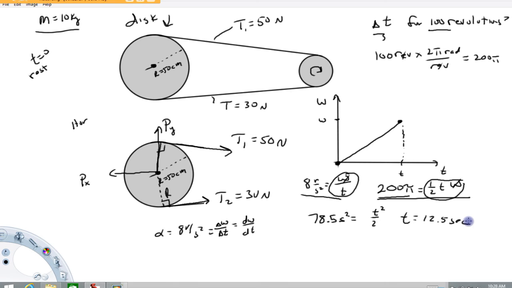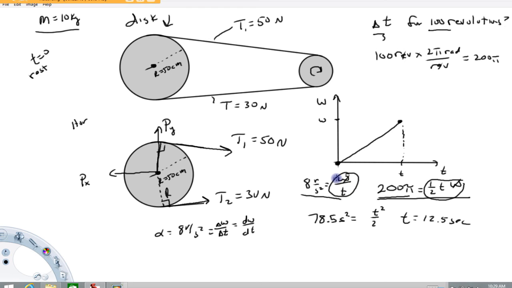So it looks like it's going to take 12.5 seconds to rotate around 200 pi radians. If I wanted to, I can find the angular velocity easy enough. I can get it right from this. Actually looking right here, the 8 radian per second squared is equal to our final angular velocity over our time, and I know our time here, so we could find that angular velocity easy enough.